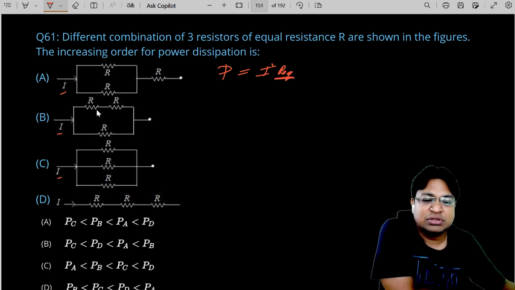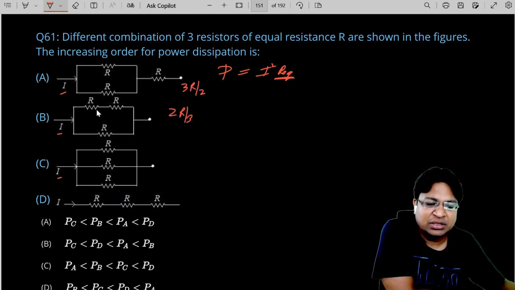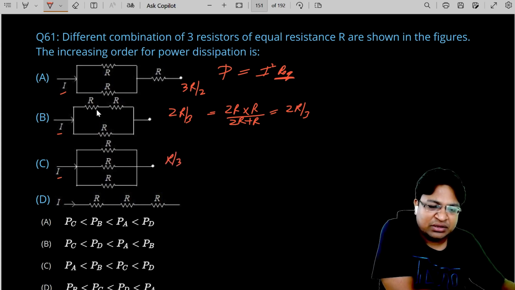In this case, R equivalent is R by 2 and R connected in series, so it is 3R by 2. Here it would be 2R and R in parallel, so 2R into R divided by 2R plus R, which is 2R by 3. Here the equivalent would be R by 3, and here the equivalent would be 3R.